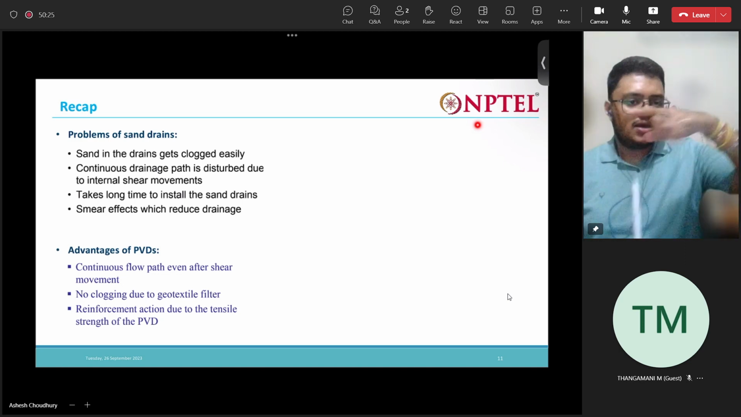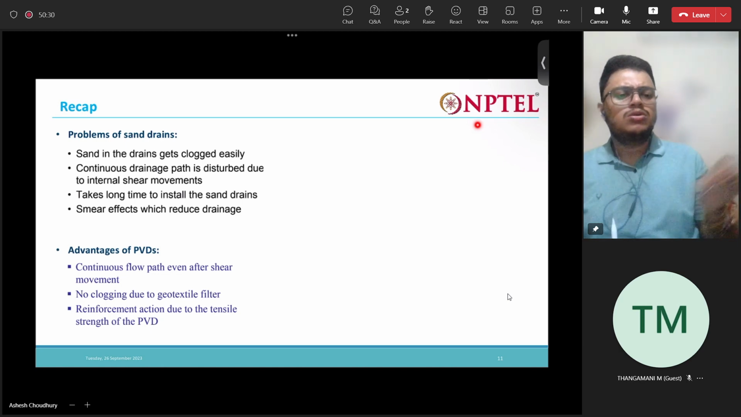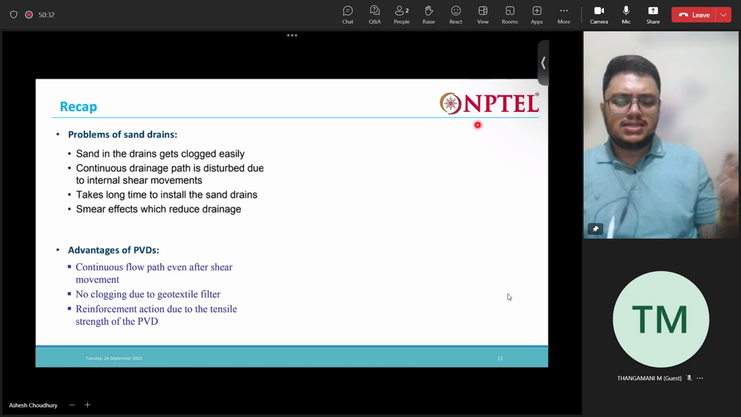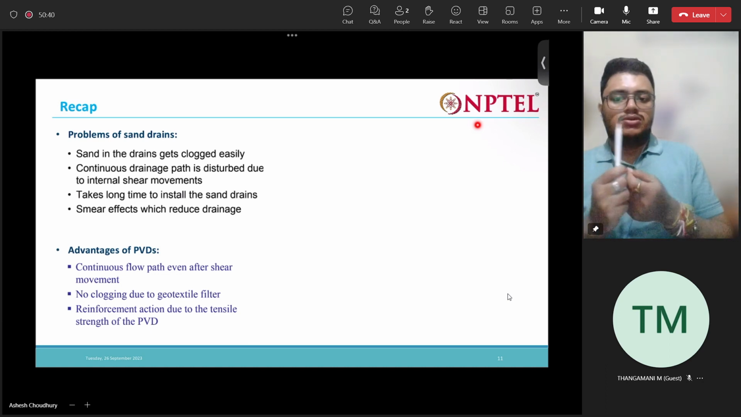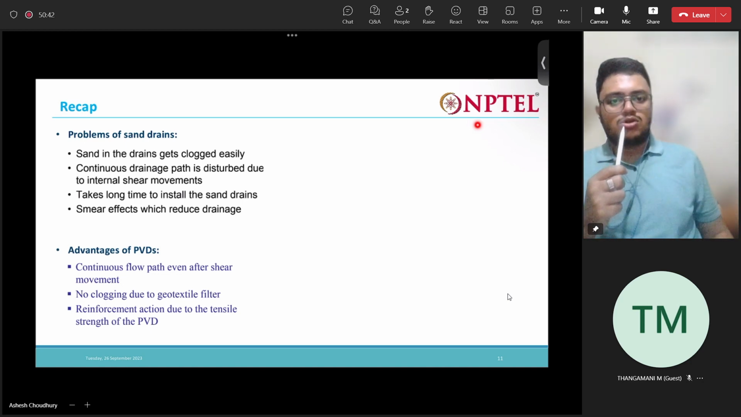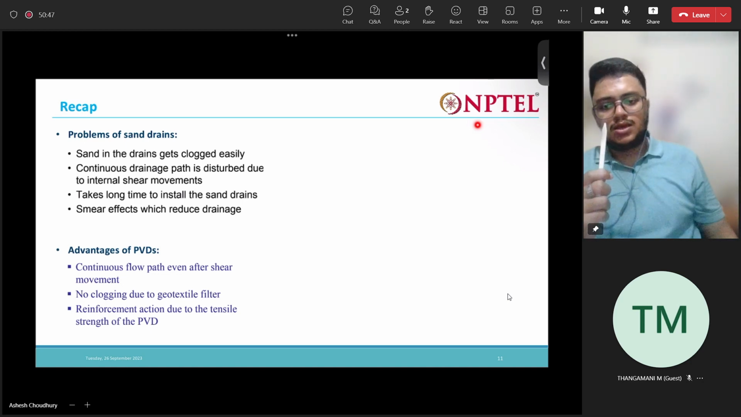As I said, we have a geotextile filter around the core. This filter doesn't allow the entry of fine particles. It restricts the entry of finer particles so that the core doesn't get clogged. So there is no clogging due to this geotextile filter.